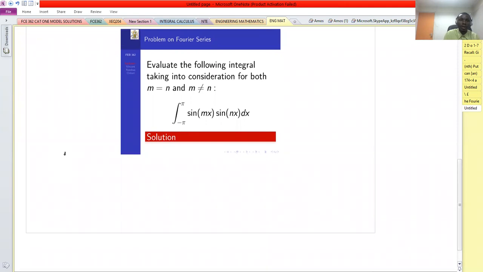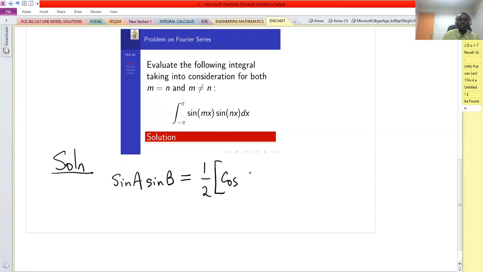This is a very simple integral to evaluate by simply knowing that sine A times sine B is given by a half into cosine of A minus B minus cosine of A plus B. So this is what we're going to use.